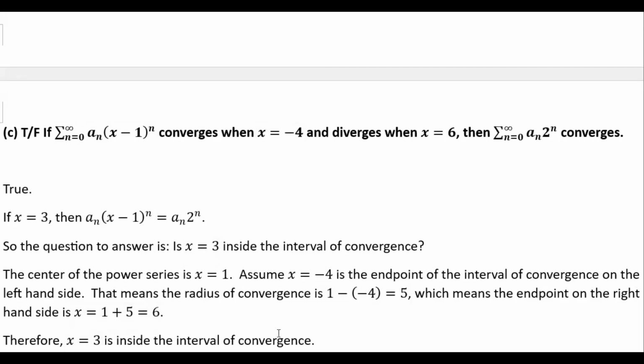So yes, it converges. Okay, remember at the endpoints of the interval of convergence, it could either converge or diverge. That's why we check the endpoints in those types of problems, if you remember. So it makes sense that if R is 5, for this to converge but this to diverge, they're at the endpoints. Okay.